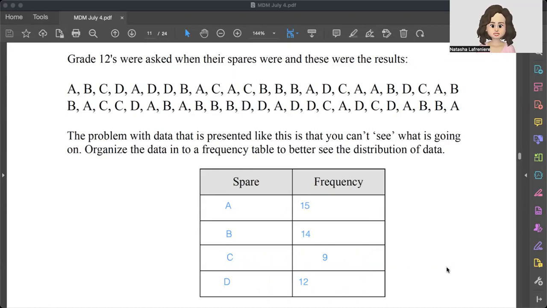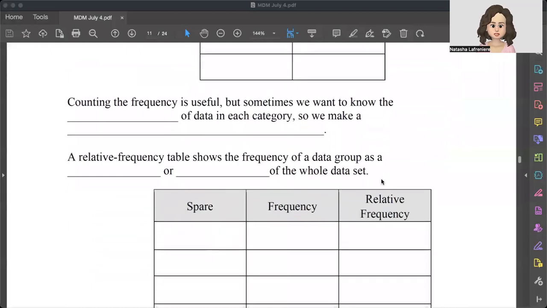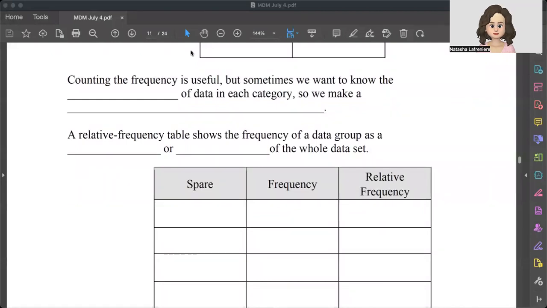Okay, so counting the frequency is useful, but sometimes we want to know the proportion. So you're looking at this, and you're like, I don't know what to do with this. Like, awesome, there's more kids that have spares period 1 or A. So I'm going to clear this. We want to look at the proportion of the data in each category. So we make a relative frequency table.